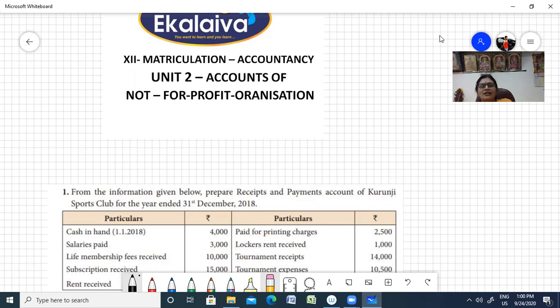If it's a positive balance, you will have it on the debit side. If it is a negative balance, you will have it as an overdraft. Receipts and payments is a real account. If the total of the debit side is more than the credit side, you have the balance on the credit side. If the credit side is more, definitely you will have the balance on the debit side.